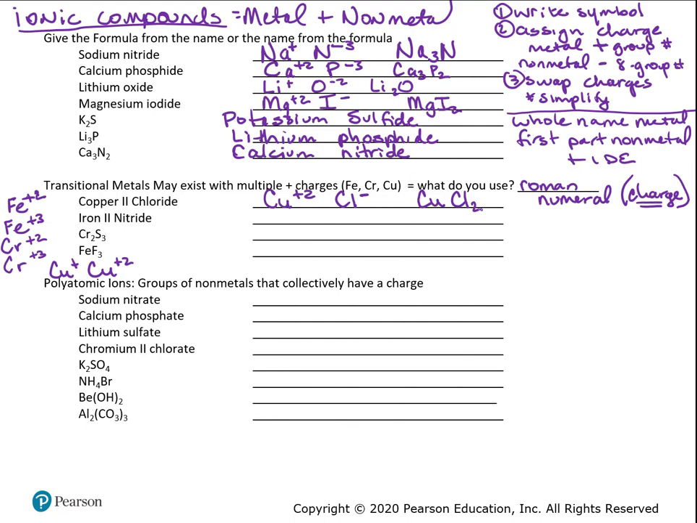Iron 2 nitride. So what is the symbol for iron? Fe. And what's its charge? +2. Nitride, what is its symbol? N. And its charge? Negative what? 3. Because it's in group 5. 8 minus 5 tells me the charge. So they're not the same. So I'm going to swap. So how many iron do I end up with? Fe3. And how many nitrogen? 2.